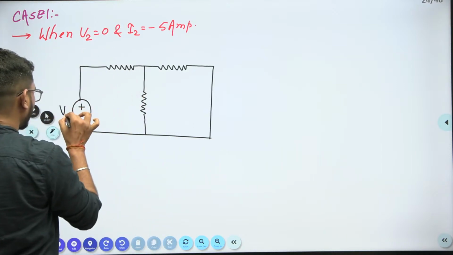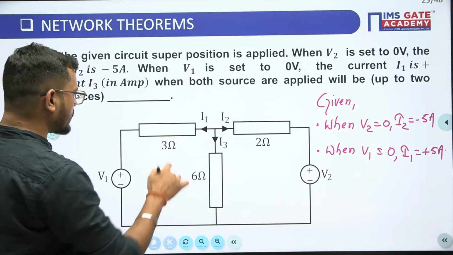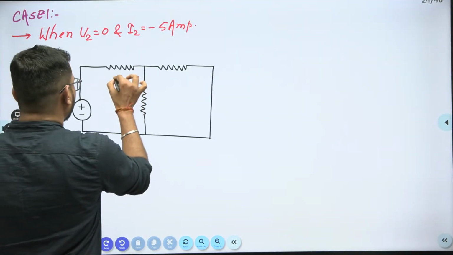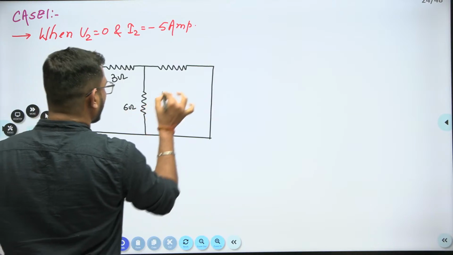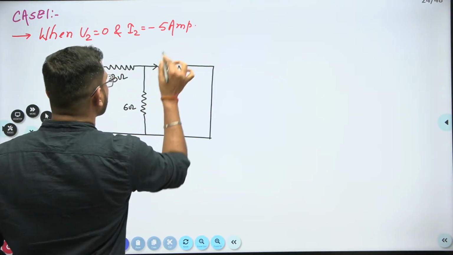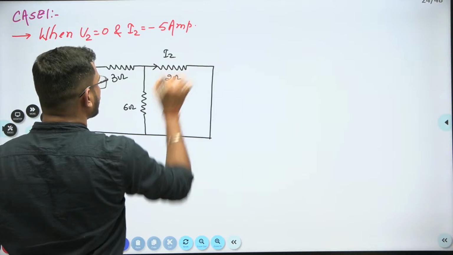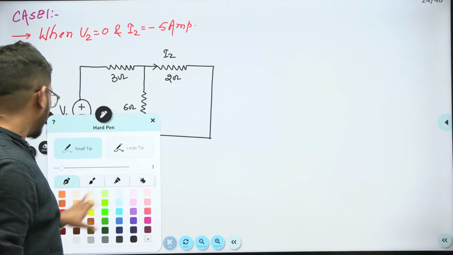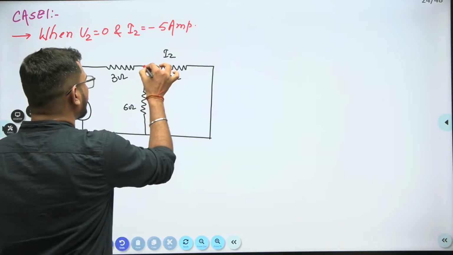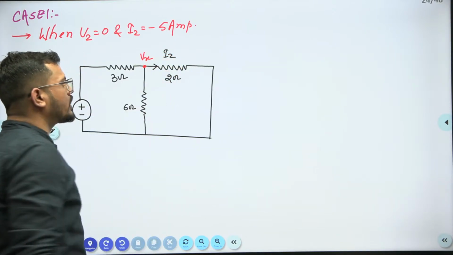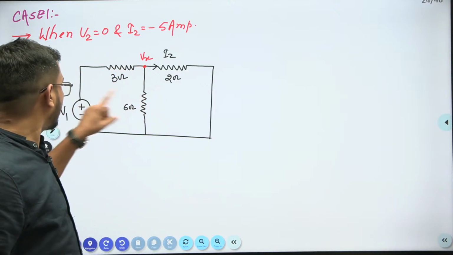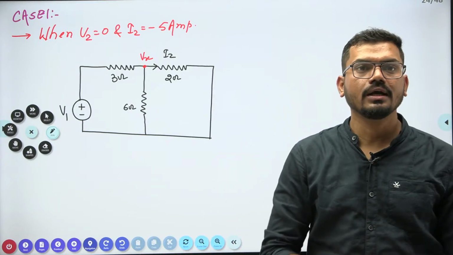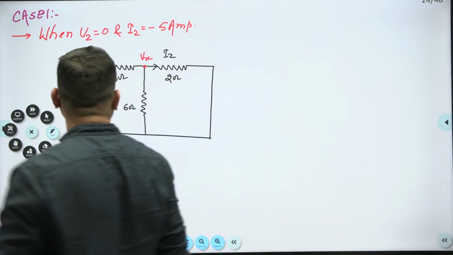Okay, so this is V1. What is the value of resistance, guys? 3, 6, 2. So this is 3 ohm, 6 ohm, 2 ohm, and this is the current I2. Is it correct now? Let us assume this voltage is Vx, when only V1 is acting alone. Let us find the value of Vx, guys.